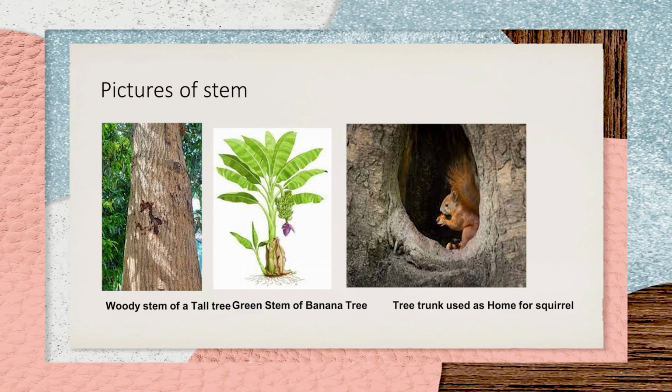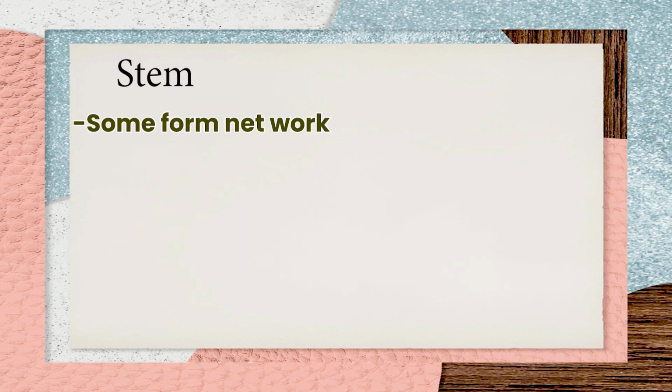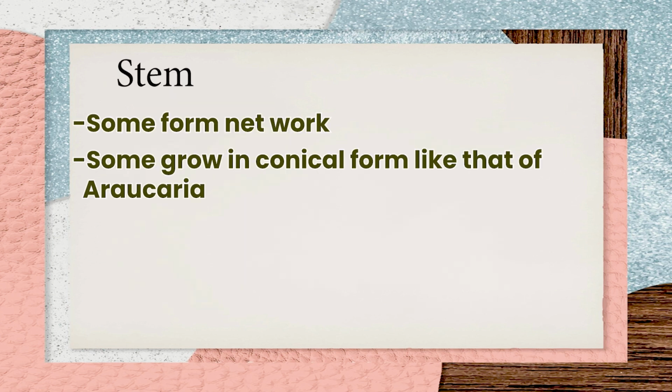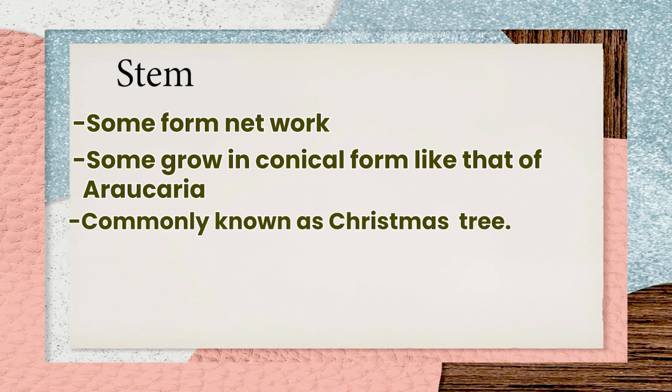I know you have learned the story of the cap seller and the monkeys in NCERT Mridang, where all the monkeys took all the caps and sat on branches of a tree. A lot of branches grow on the stem with a variety of branching patterns. Some form a network, some grow in conical form like that of Araucaria, commonly known as the Christmas tree. These branches give support to leaves and flowers.